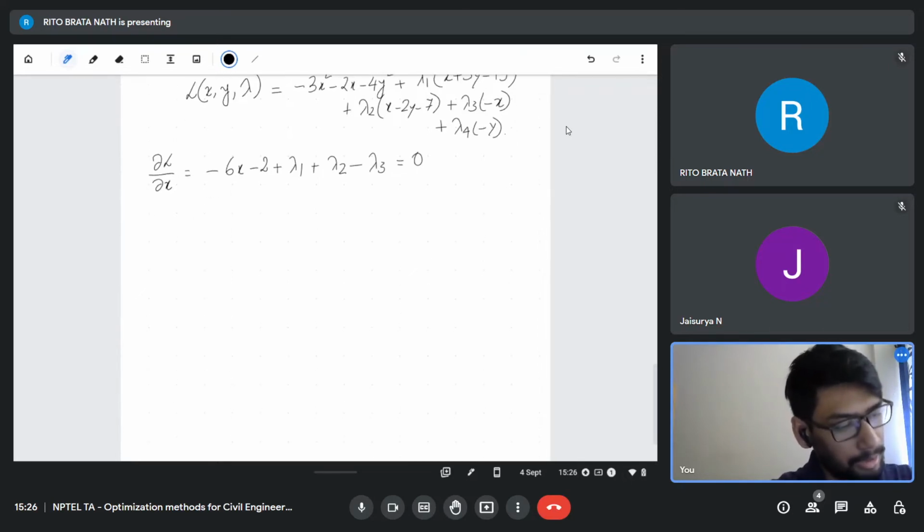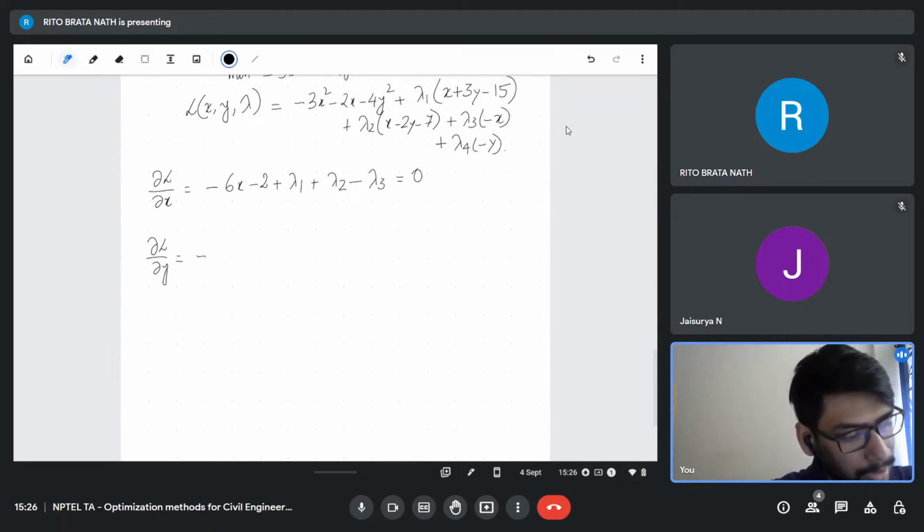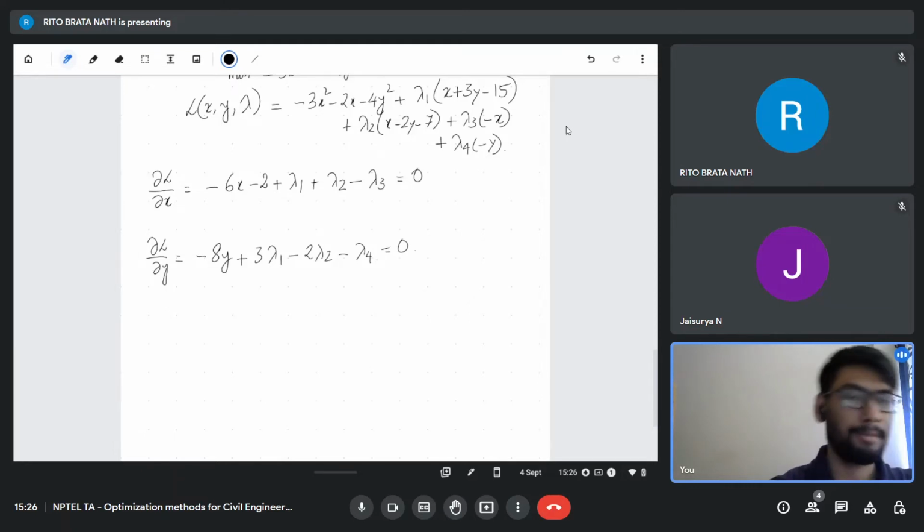This is your one equation. The other one will be with respect to y. So this will be minus 8y. And then you will have another term which is plus 3 lambda 1, then minus 2 lambda 2, and then minus lambda 4. So this has to be equal to 0. So I have written it correctly.